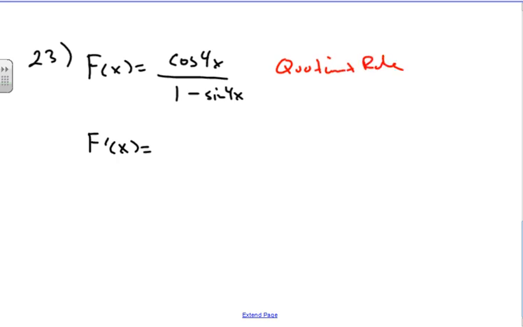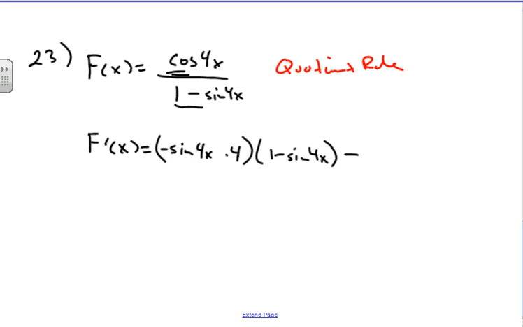First off, take the derivative of the numerator. All right? Derivative of cosine is, when you use the chain rule, negative sine of 4x times the derivative of the inside, which is going to be multiplied by 4. All right? Times the bottom, or the denominator, minus now the derivative of the denominator.